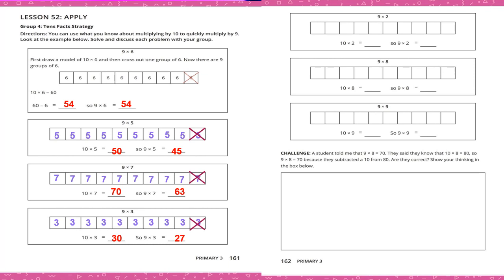The next page. 9 times 2. What shall we do? We will use table 10 also to get the result. So, 10 times 2. It means 2 repeated 10 times. And 10 times 2 equals 20. Don't forget to cancel one group of 2. It means 20 minus 2 equals 18. You can solve the other examples alone and check your answers.